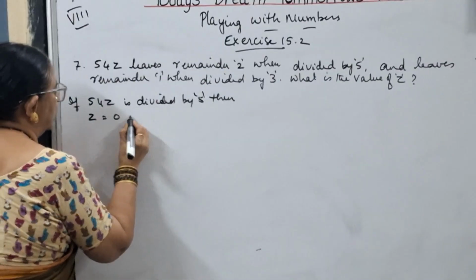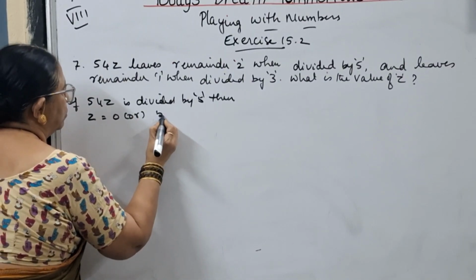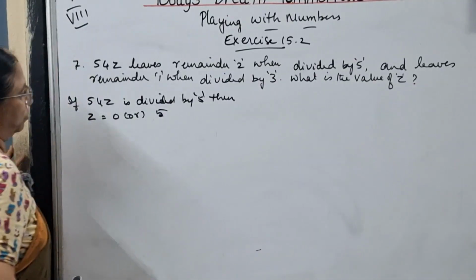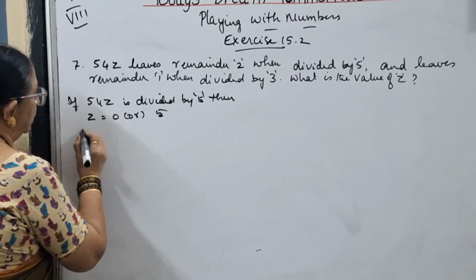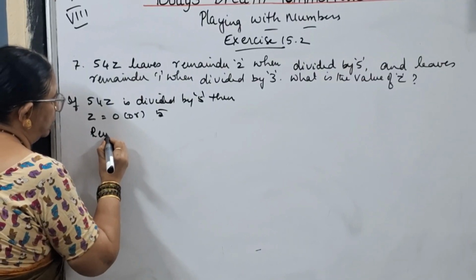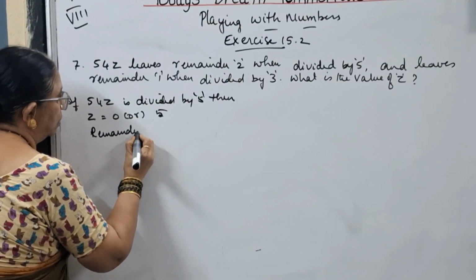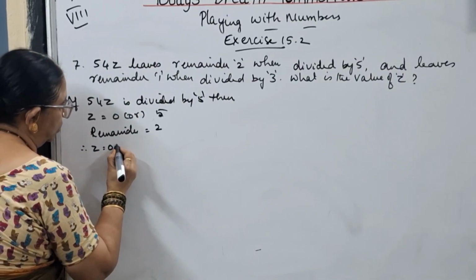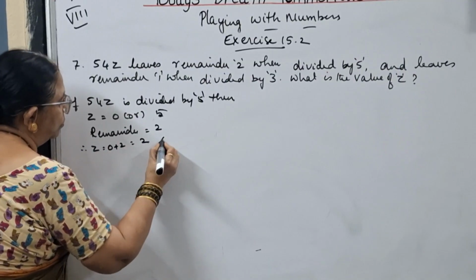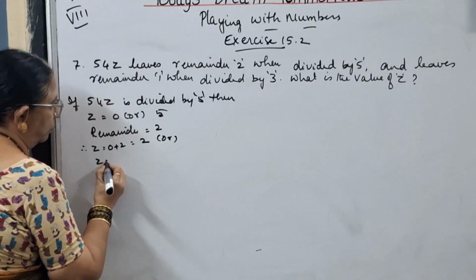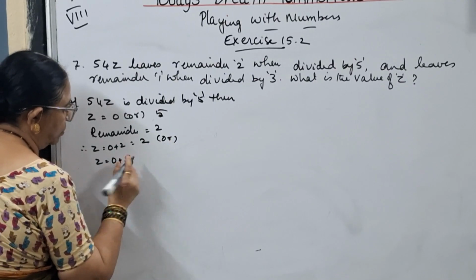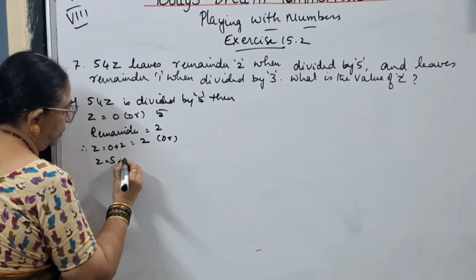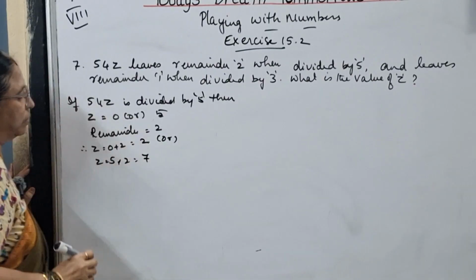z should be equal to 0 or 5, because we know that in units place either 0 or 5 should be there when it is divided by 5. And here remainder is 2. Therefore, z will be equal to 0 plus 2, that is equal to 2, or z will be equal to 5 plus 2, that is equal to 7.